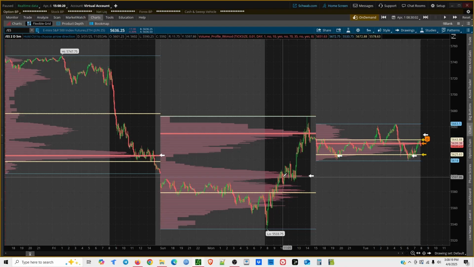So these are all areas that I'll take note of so that if the market does travel downward, I want to see if it's going to come in contact with any of these significant areas. So let's fast forward on this particular day and take a look.